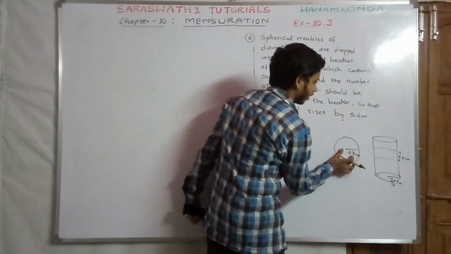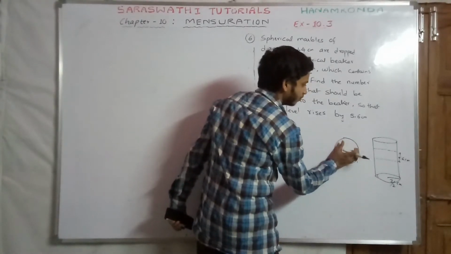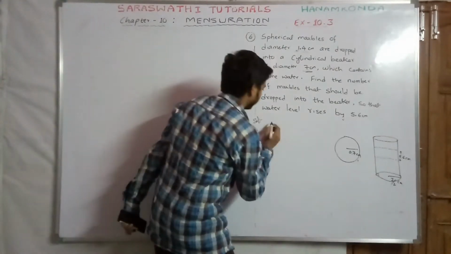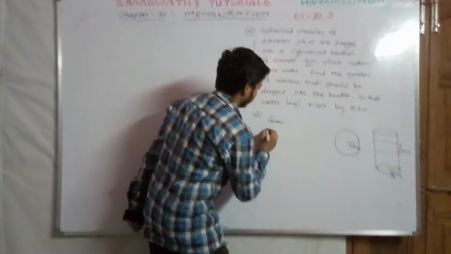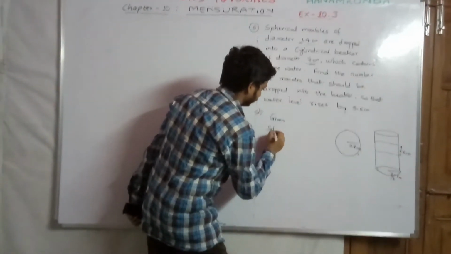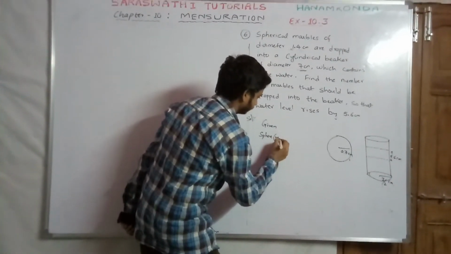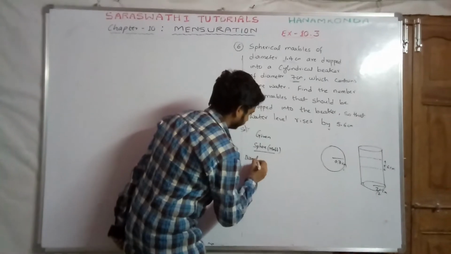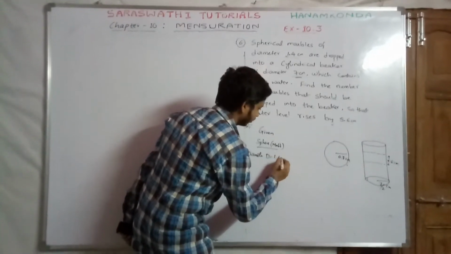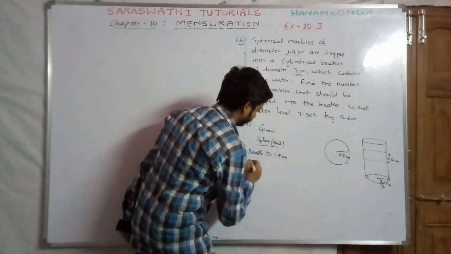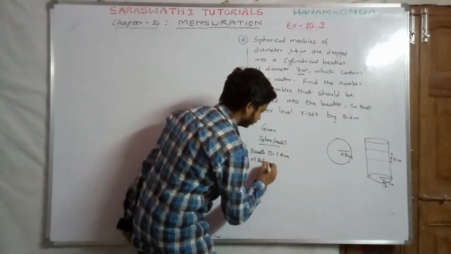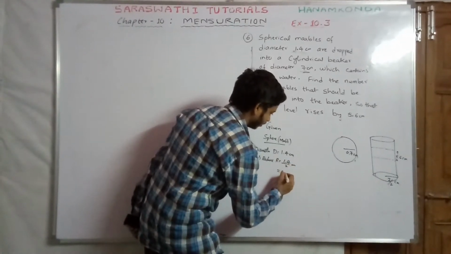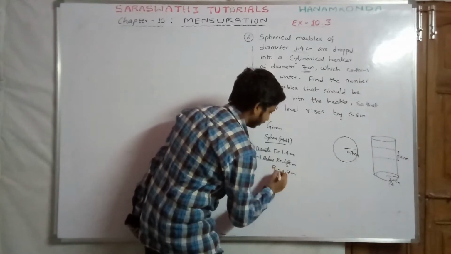Let n be the number of marbles dropped into the vessel. Then the volume of these n marbles is equal to the volume of the water level rise in the beaker. Let's first write the given data. The dimensions of the sphere, here the marble: diameter D is 1.4 centimeters. It implies the radius r is equal to 1.4 by 2 centimeters, that means 0.7 centimeters is the radius of the sphere.